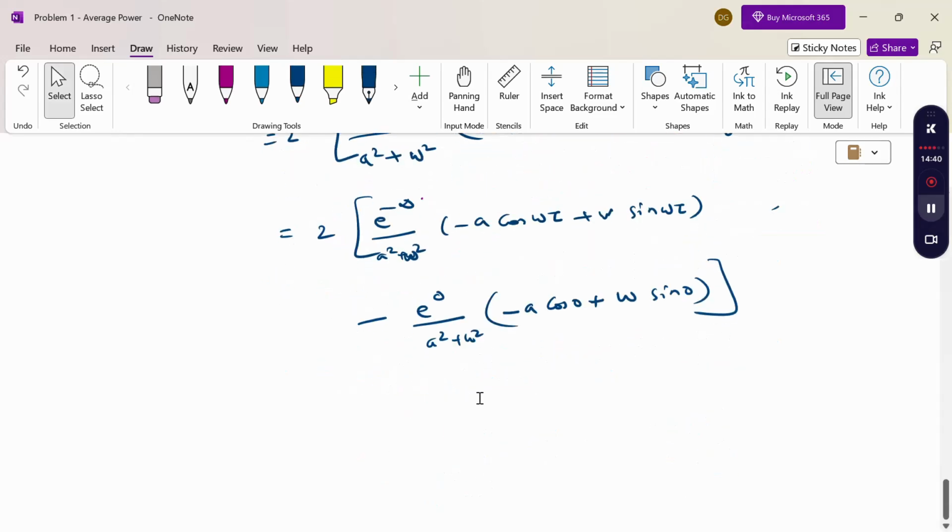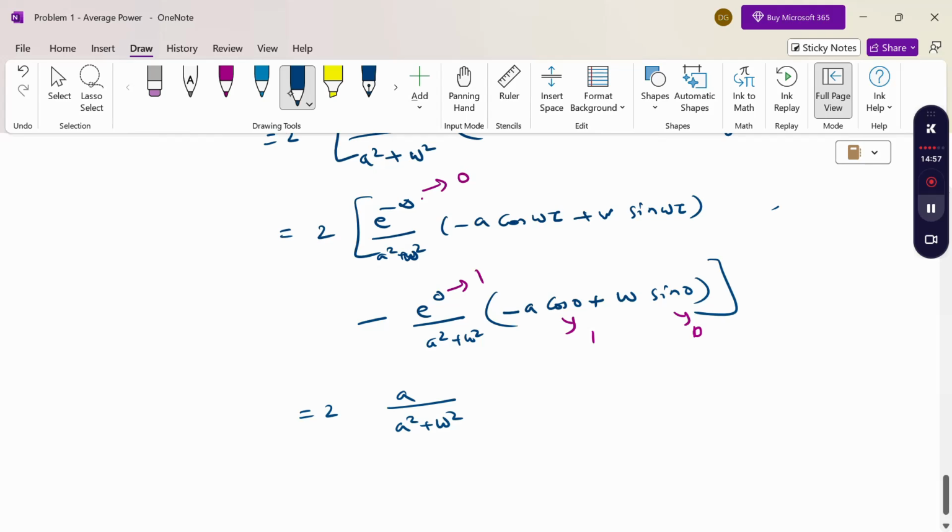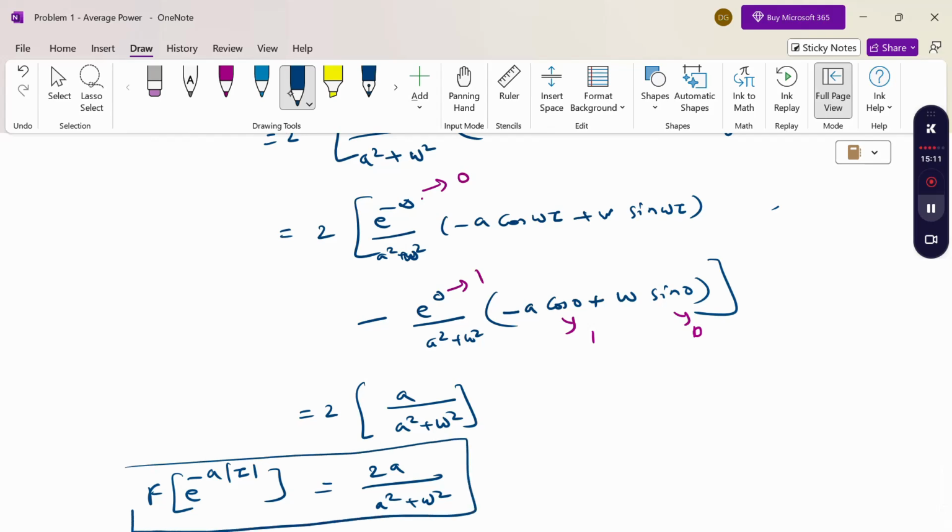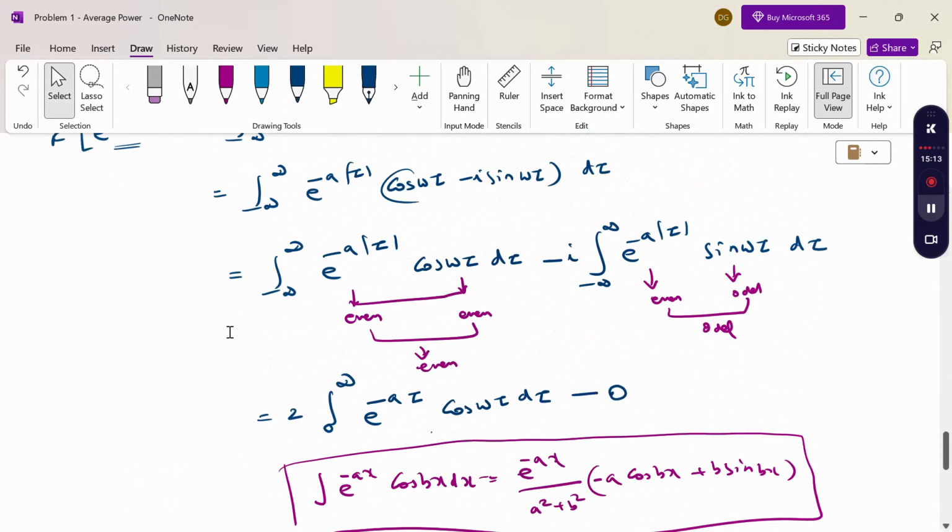So this term, e power minus infinity is 0, e power 0 is 1, cos 0 is 1, sin 0 is 0. Therefore 2 into minus plus a by a square plus omega square. Therefore the Fourier transform of e power minus a modulus tau is nothing but 2a by a square plus omega square. So this result I am using directly. This is the important result.